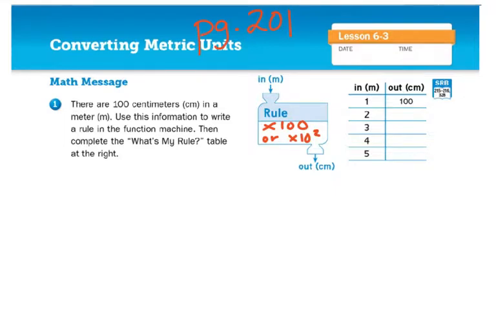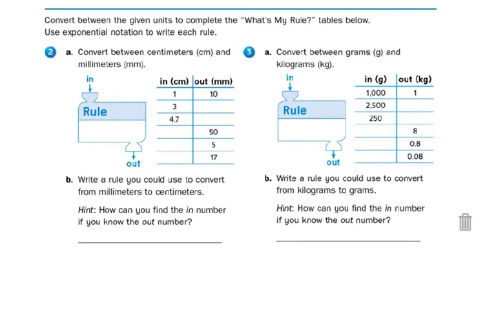So, real easy on the first one. 1 meter is 100 centimeters. 2 meters is 200 centimeters. 3 meters is 300 centimeters. 4 meters is 400 centimeters. And 5 meters is 500 centimeters. Pretty easy on that one. Now we're going to convert between the given units to complete the What's My Rule table below. Use exponential notation to write each rule.